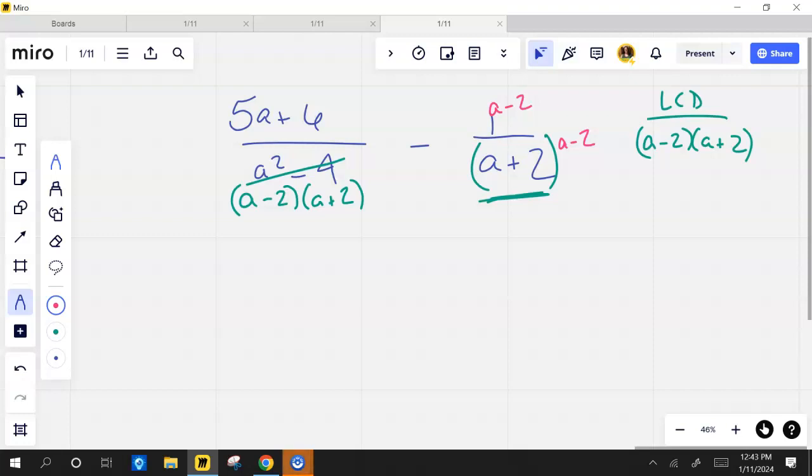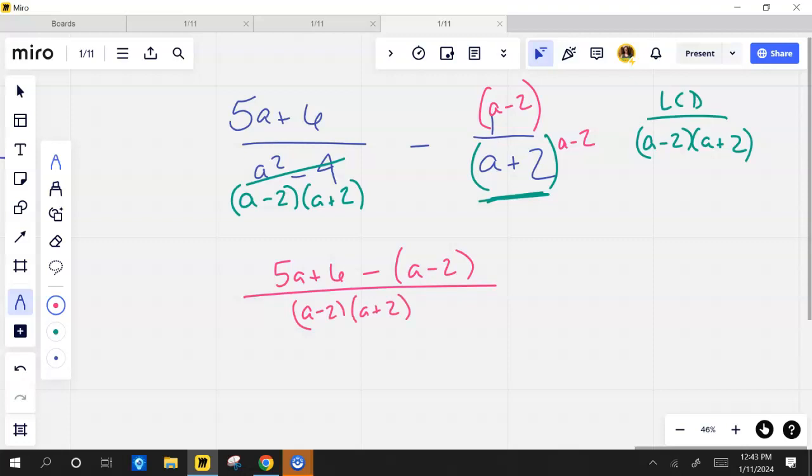So now I'm ready to combine the tops. So I have 5a plus 6 minus, and be careful with this minus because it's subtracting everything up here, minus a minus 2 over a minus 2, a plus 2. And remember, my goal is to be completely simplified in the end, which means I need to combine like terms and see what else I can do.